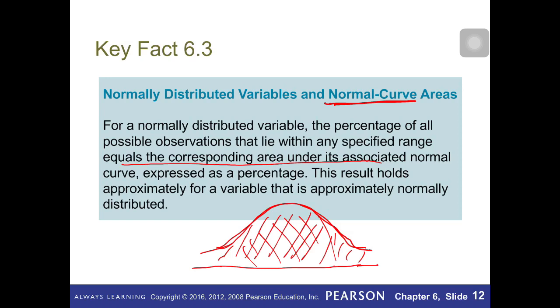So again, percentage equals this area. Not a direct equal, but percentage equals area, which means you have to multiply that area by 100. That is how we express the percentage using this area. This result holds approximately for a variable that is approximately normally distributed.